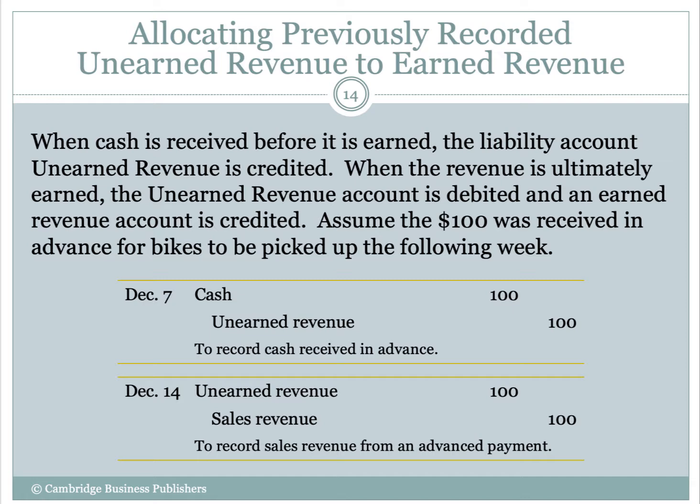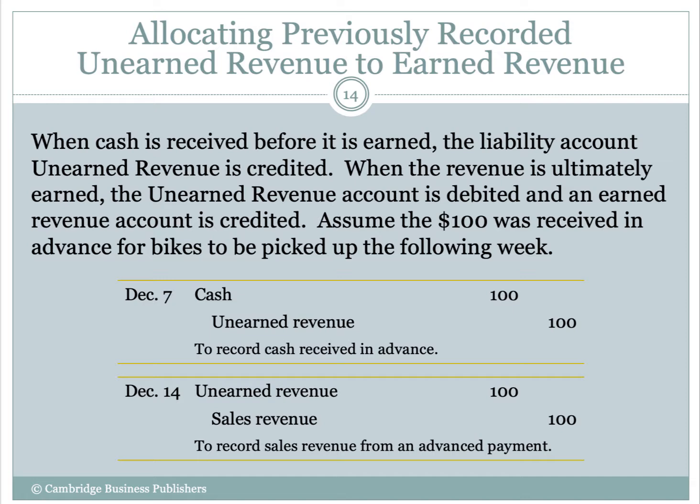On December 7th, somebody paid Mike $100 to fix a bike, okay? So on December 7th, we need to think, what happened? Well, Mike got cash. And what did Mike give for that cash? Well, he didn't give anything, right? He has an obligation to provide someone with a service, which is fixing the bike. So on December 7th, we're going to debit cash. Our cash is going up $100, and our obligations or our liabilities are going up by $100 as well. Specifically, we're using unearned revenue, okay?